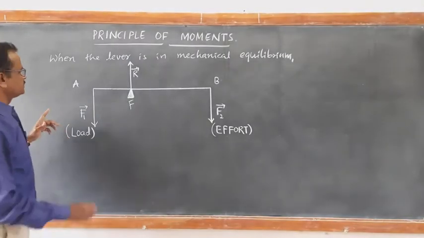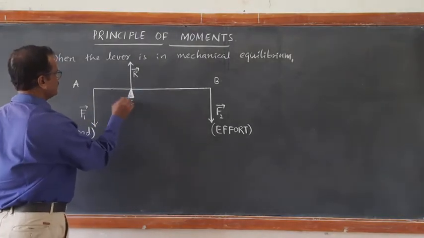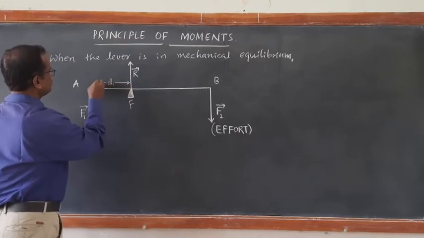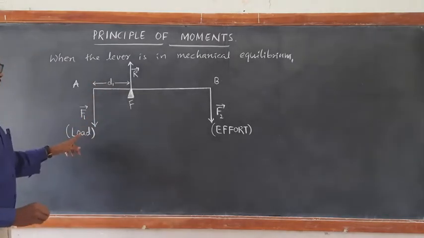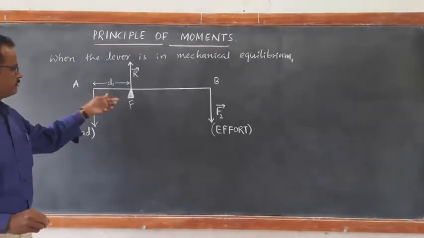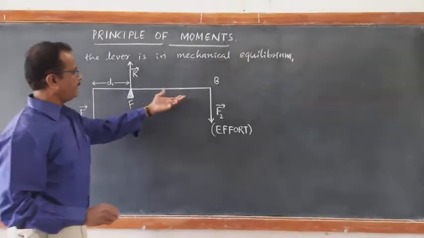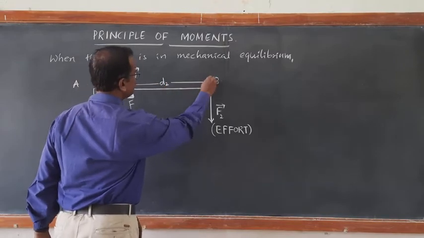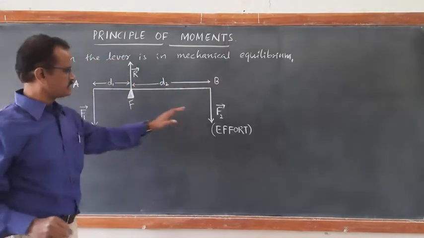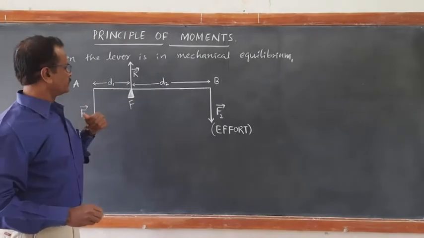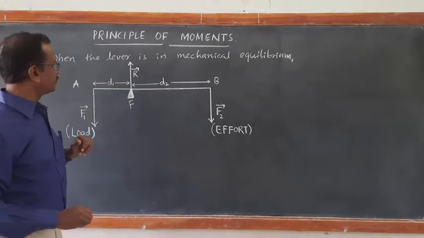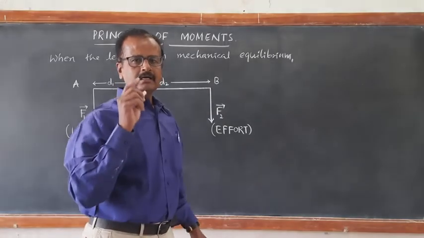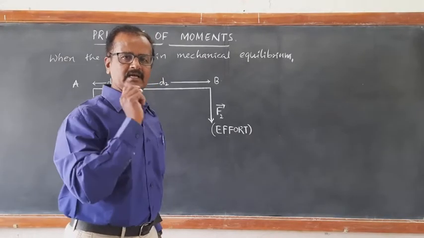Right? Now we measure this distance. We have taken AF as the distance, and let us take this distance as D1. D1 is the distance of the load, or the distance of F1 from the fulcrum, and D2 is the distance of force F2 from the fulcrum. Okay, these distances are very, very important. Now when the lever is in equilibrium, then it is under equilibrium translationally as well as rotationally.